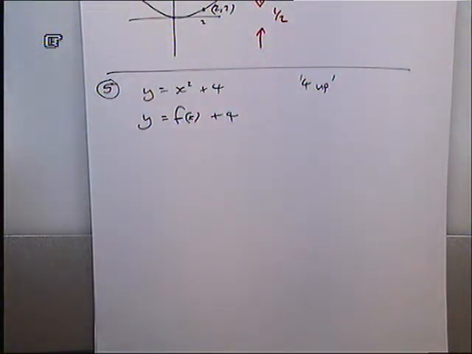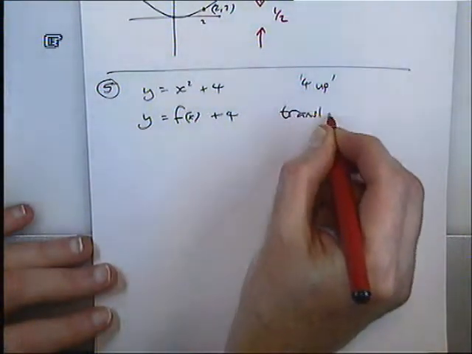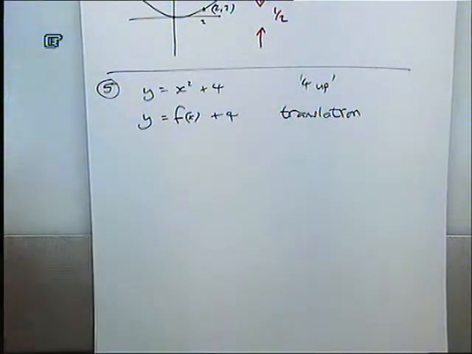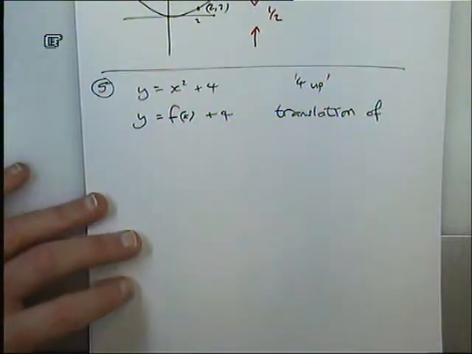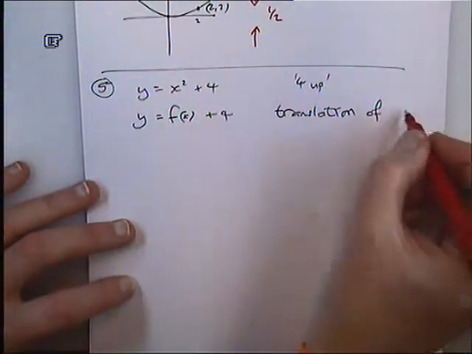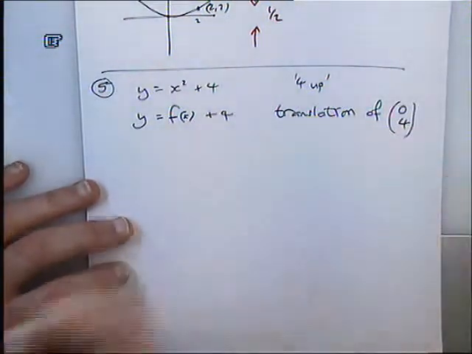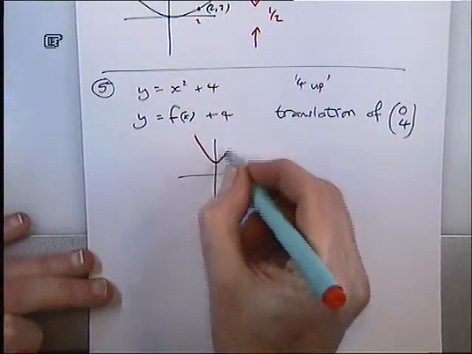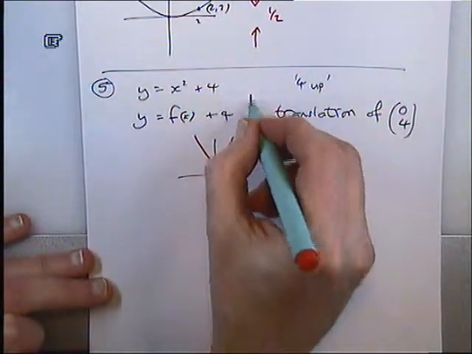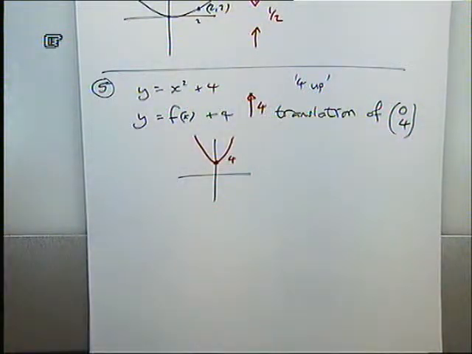But even before that, before you say translation, first of all, yes, translation. And how should you describe translations? Using vectors, yes. So it's a translation of, and what is the vector for 4 up? 0, none along, 4 up. Okay, so that's the proper way you need to describe that at A level. So it's your original curve, it's just been shifted up 4, a one-way shift, slide, a translation.